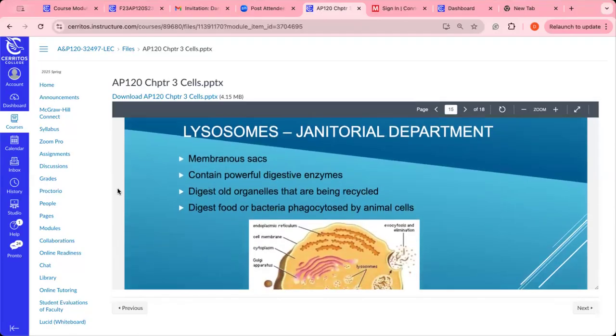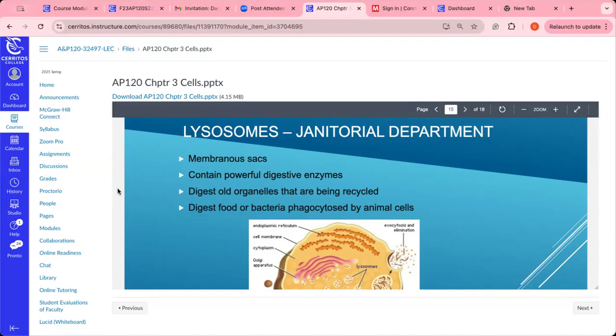Lysosomes do the cleanup. They're the janitorial department. They are membranous sacs that contain digestive enzymes. So organelles get old. Equipment gets old. You have to repair it. You have to recycle it. In some cases, you have to junk it. Lysosomes do the cellular cleanup in this area. They keep the cell from getting crowded by removing waste and debris.